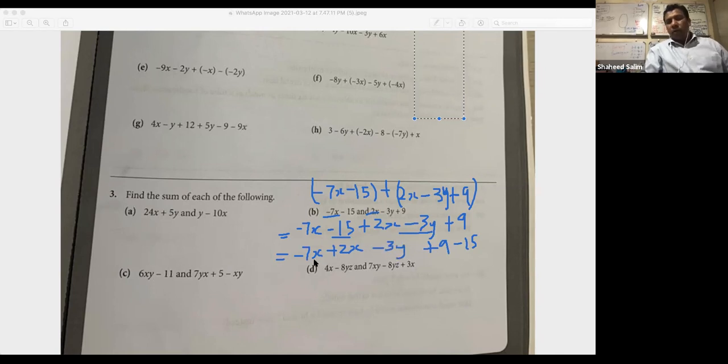So how down here? You owe $7, you have $2. You pay, you still owe $5. So minus 5x. Minus 3y, there's only one of them, so I write minus 3y. Then down here, you have $9, you owe $15. You pay the $9, you still owe $6. So the answer is minus 5x minus 3y minus 6.